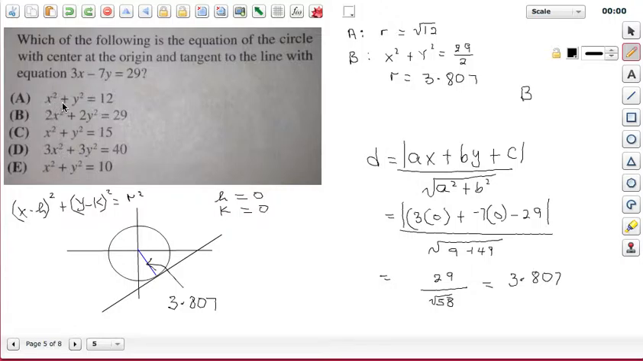The first one here, the square root of 12, is not 3.807, so it's not A. If I divided every single term here by 2, I'll get x squared plus y squared is equal to 29 over 2. And 29 over 2, square rooting that, does give me 3.807. So our answer for this question is B. If you tried it on your own, I hope you did get B.